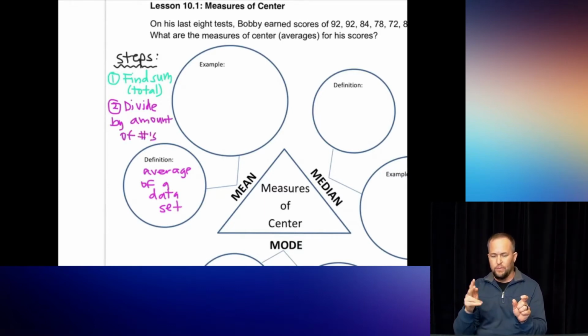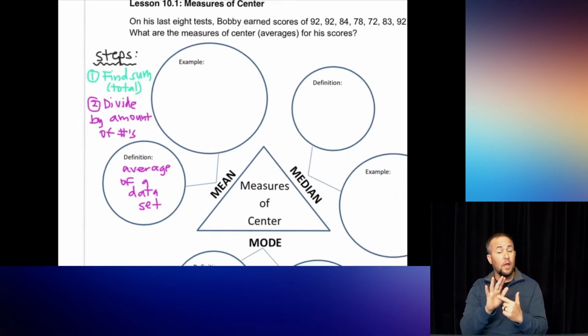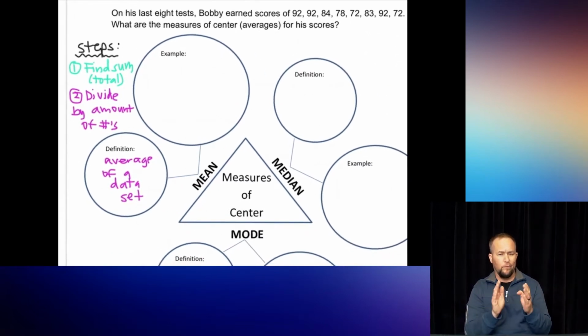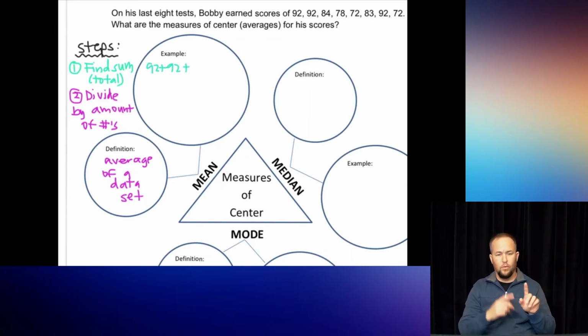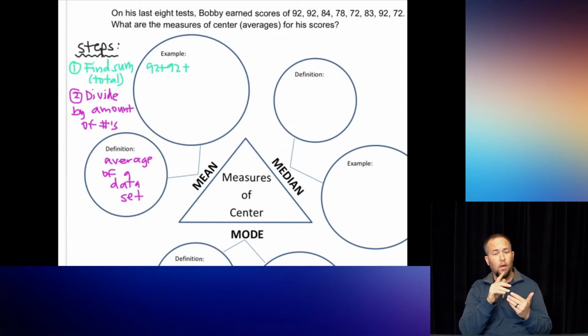So using our example, let me just back over so we can see all our numbers. Bobby earns 92, 92, 84, 78, 72, 83, 92, and 72. When I add up all of those, 92 plus 92 plus, I'm going to go ahead and continue. But if you would go ahead and pause the video and actually work this out, add up and find our total. When you push play, you can see what that total is, and then we'll go from there. So go ahead and pause.